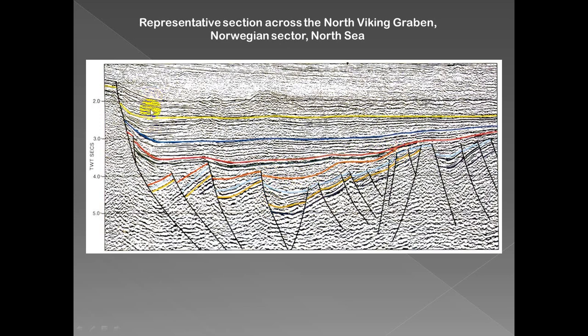In general, we have the syn-rift sequence starting from this yellow line until this orange line. This sequence increases in thickness near the faults and decreases away from the main fault. And this part is the post-rift unit. So we have the pre-rift, syn-rift, and post-rift sequences.